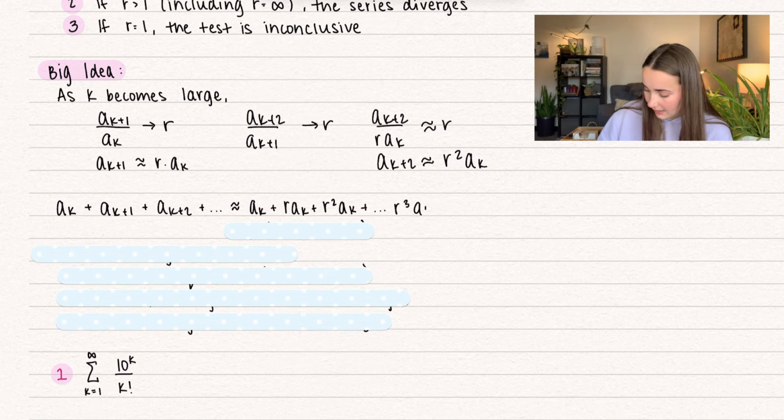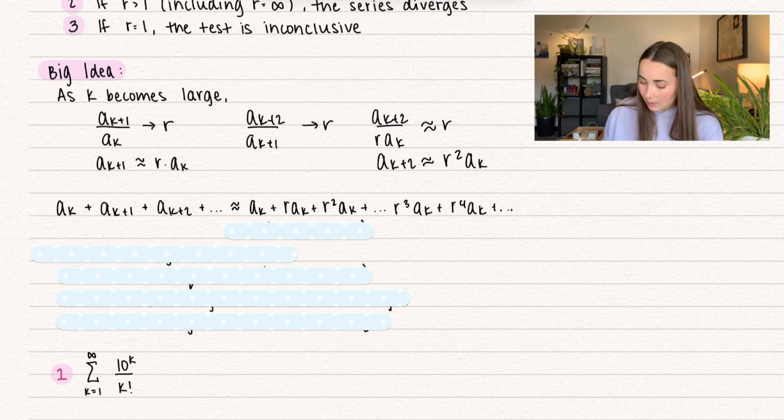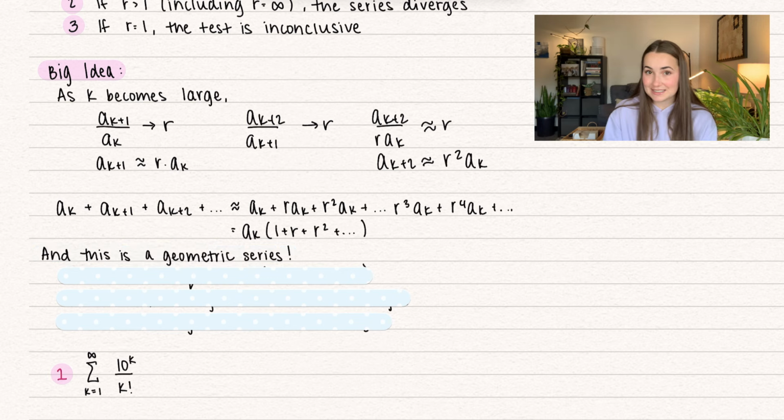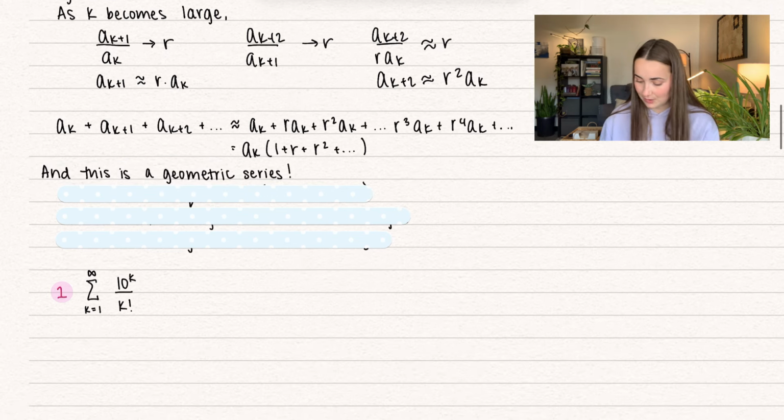It'd be r cubed a_k plus r to the 4th a_k, so on and so forth. So what I'm going to do on that right side is factor out an a_k. And notice here what we have. We have a geometric sequence. And we know some things about geometric sequences.